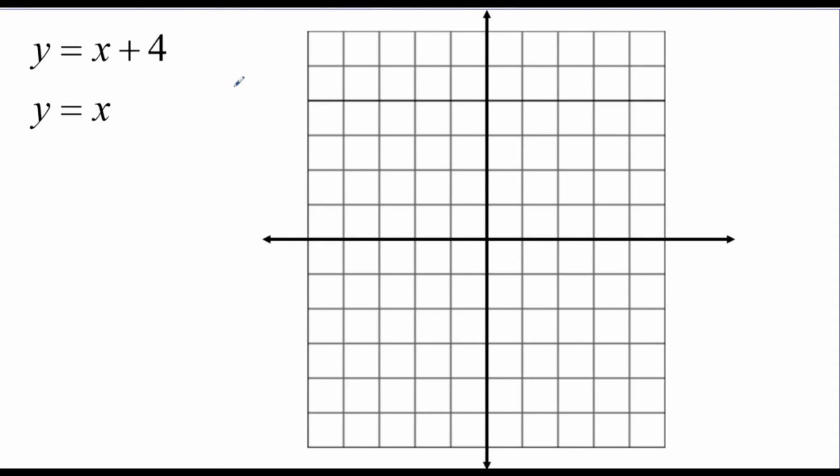These are both in slope-intercept form, so that should be easy to graph. My first one, y equals x plus 4. My y-intercept is at (0, 4). 1, 2, 3, 4. And I have a slope of 1, so that's up 1 over 1. Get a few more dots, and I'm going to draw my line.